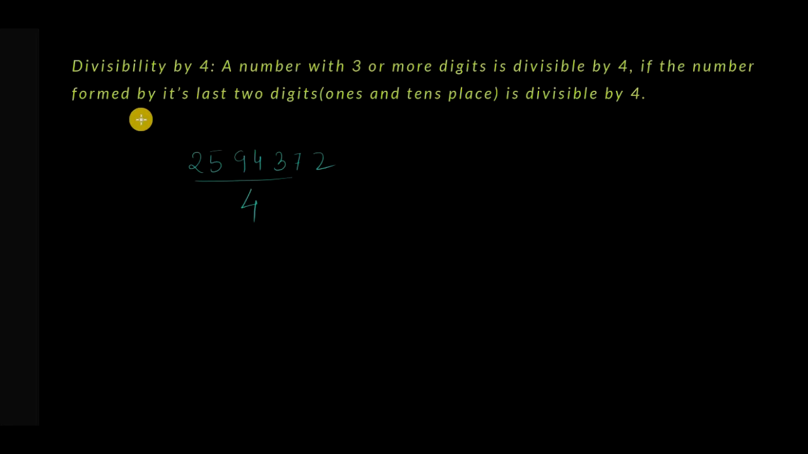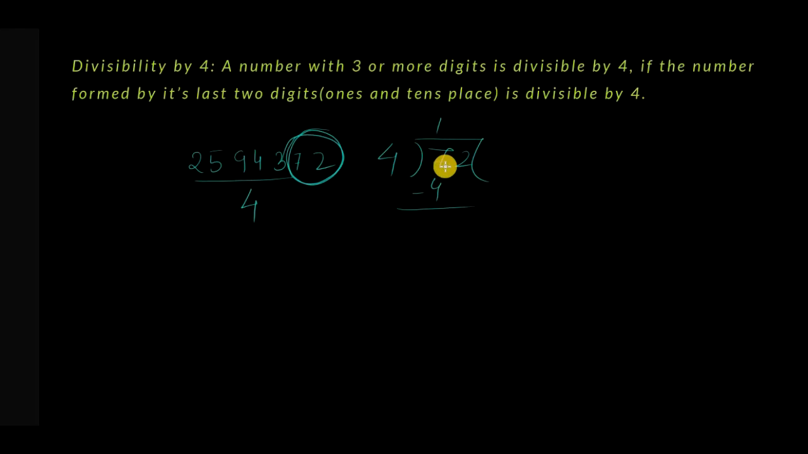How to do it? The definition says a number with 3 or more digits. In our example we have a 7-digit number, which is 3 or more. It's divisible by 4 if the number formed by the last 2 digits is divisible by 4. We don't need to divide the whole thing. We just need to look at the last 2 digits, that is 72. We need to see whether this 72 is divisible by 4 or not.